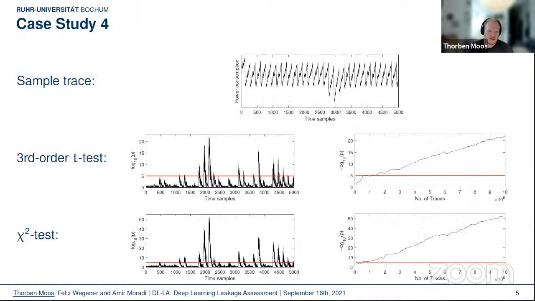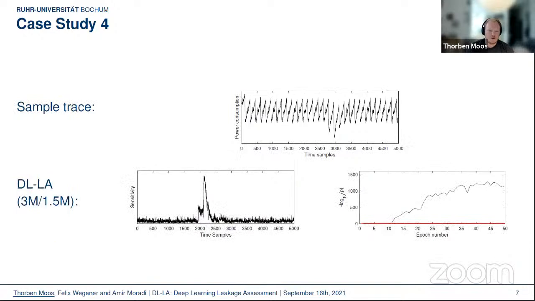Here is one case study based on a presence threshold implementation measured on a Spartan 6 FPGA. We can clearly see that the third order t-test and the chi-square test detect leakage. The largest amplitudes reach slightly above 20 and slightly above 50 in terms of minus log 10 probabilities after 10 million traces.